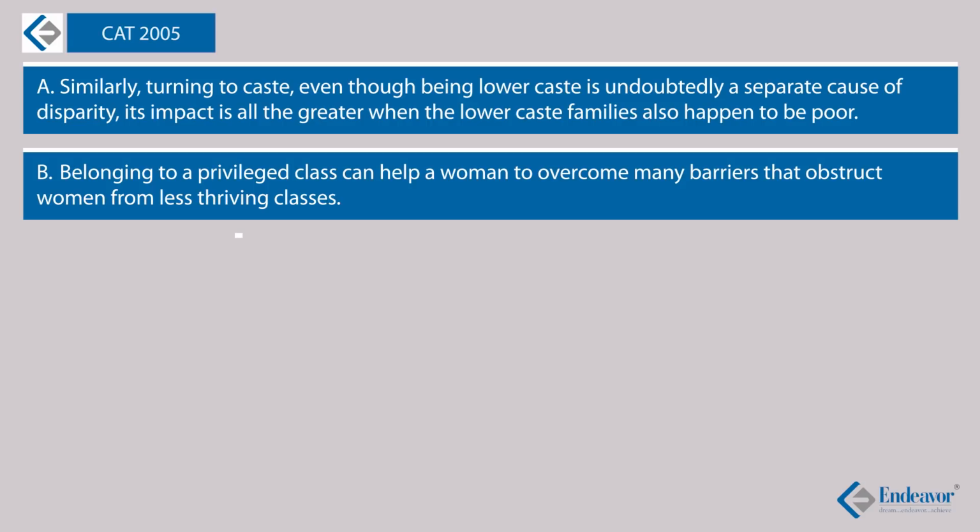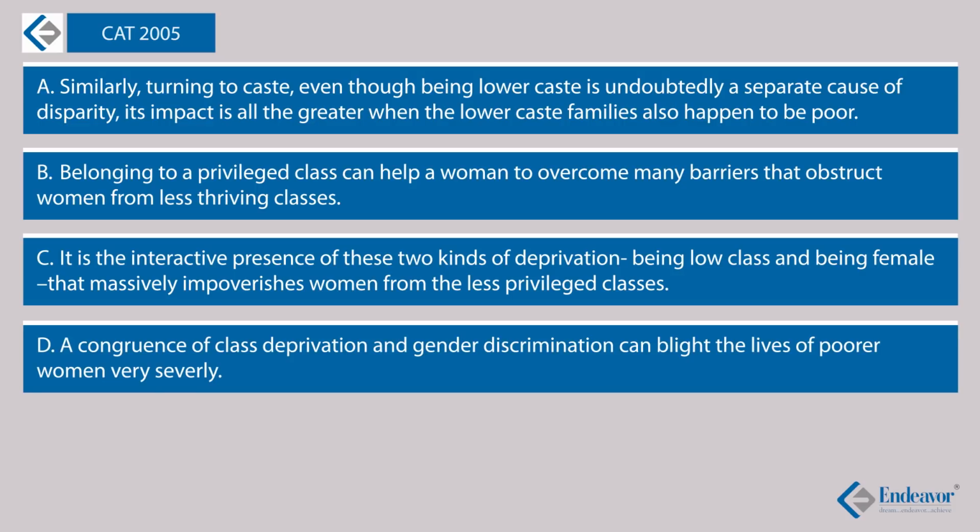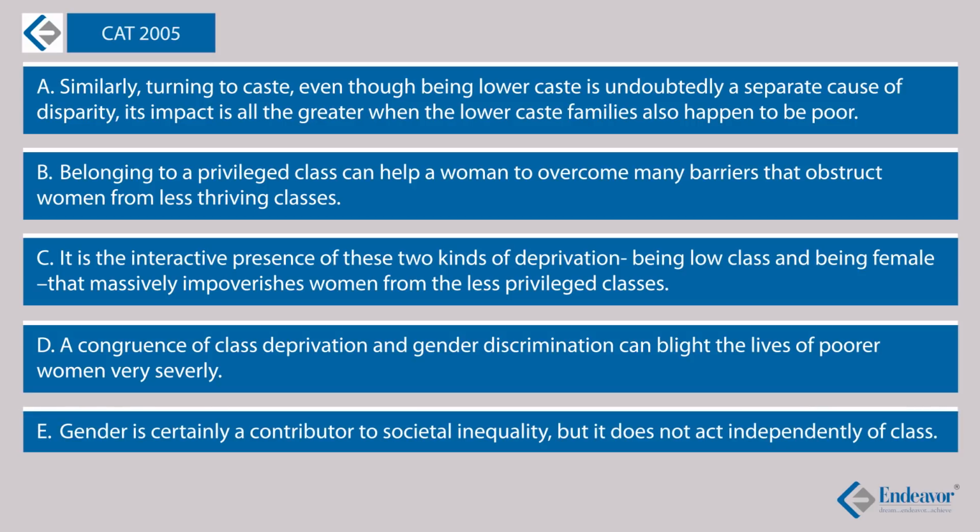Sentence C. It is the interactive presence of these two kinds of deprivation, being low class and being female, that massively impoverishes women from the less privileged classes. Sentence D. A congruence of class deprivation and gender discrimination can blight the lives of poorer women very severely. Sentence E. Gender is certainly a contributor to societal inequality, but it does not act independently of class.